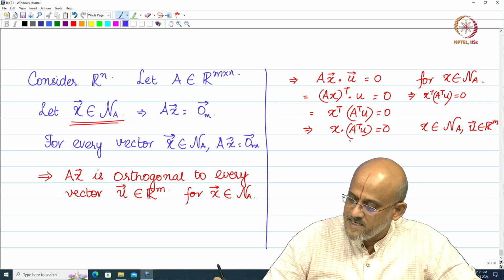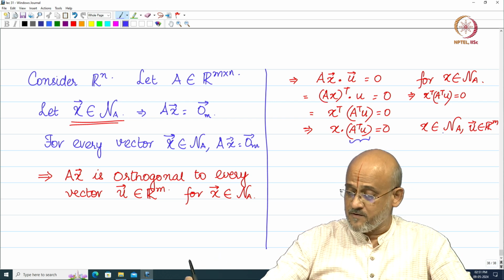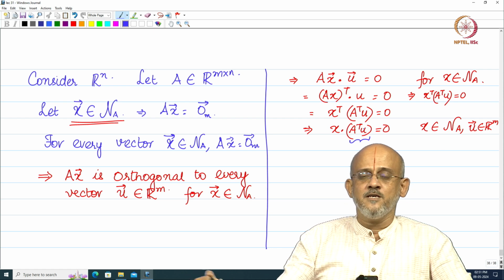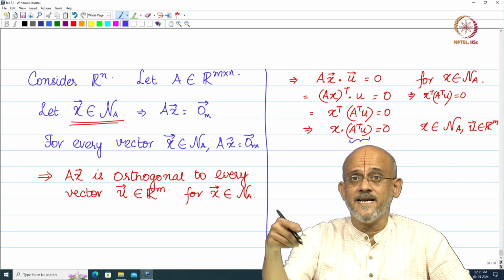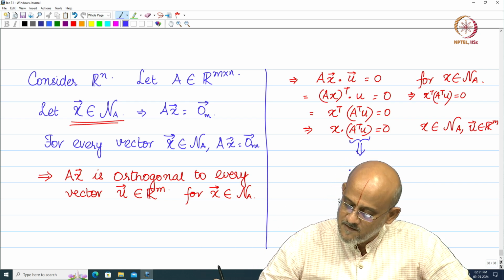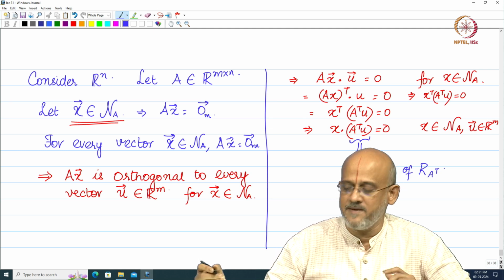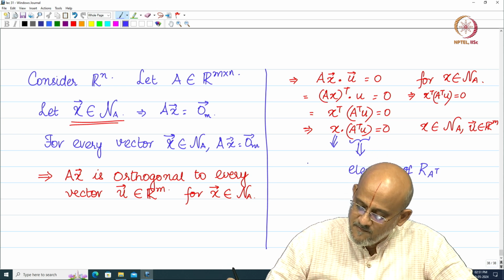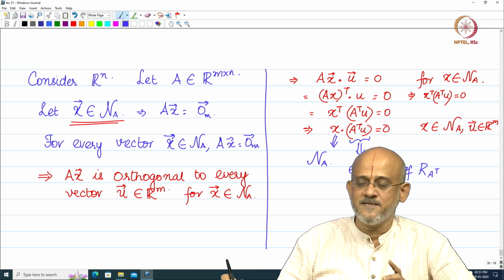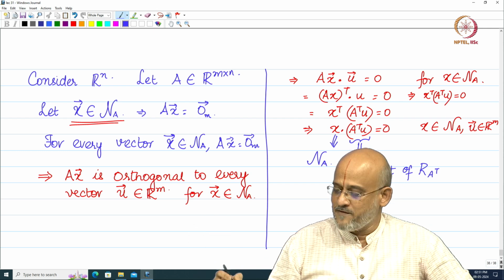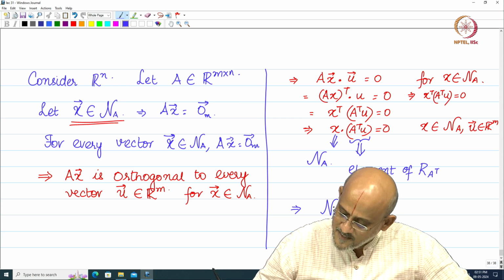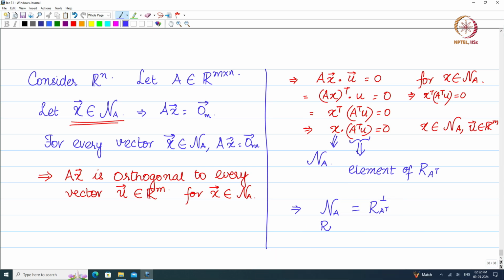Now, what is A transpose u? A transpose u, for every u, is going to put me back into the column space of A transpose; it is an element of the range of A transpose, or the column space of A transpose. So, what do we see? x is an element of the null space of A. Every element x in the null space of A is now orthogonal to every element in the range of A transpose, which means we have established that the null space is equal to the orthogonal complement of the range of A transpose, and the range of A transpose is therefore the orthogonal complement of the null space of A. So, what do we say on the Rn side?